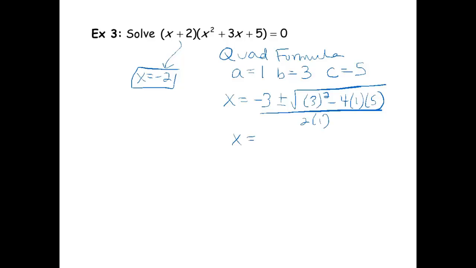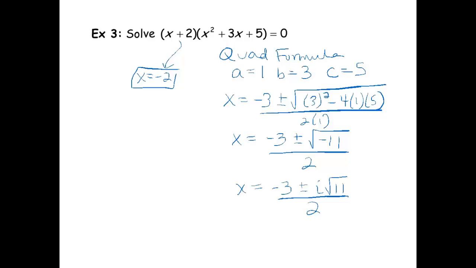Okay, I'm just going to simplify that. So negative 3 plus or minus, get out my calculator, just do the inside of the square root. Negative 11 over 2. Awesome. So now I'm just going to simplify that to show that I know that this is an imaginary answer. So the square root of negative 11 is really i root 11. So there they are, 2 imaginary answers for that one, and 1 real answer. That's a total of 3 answers.